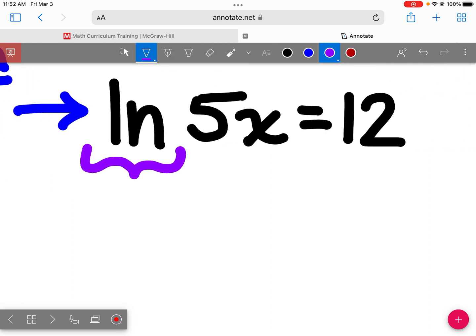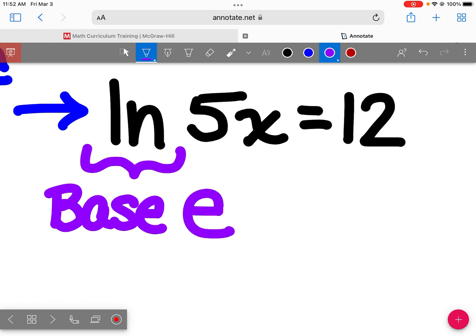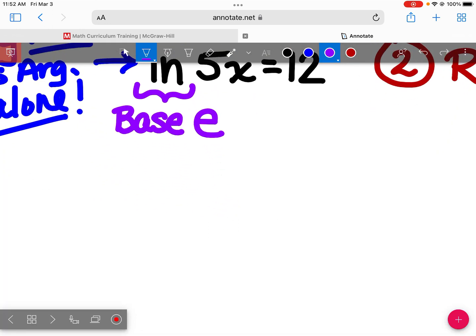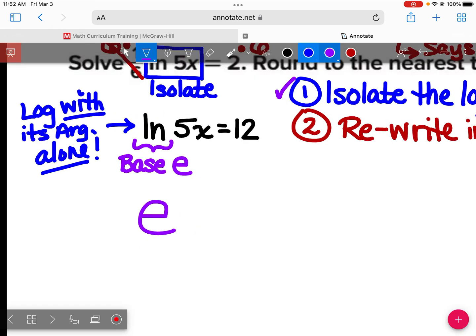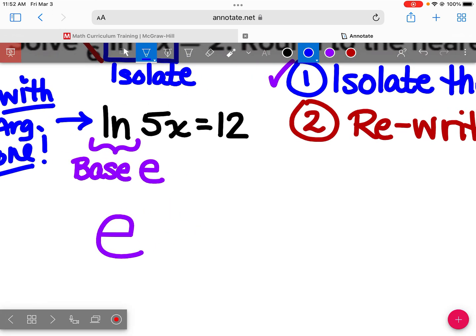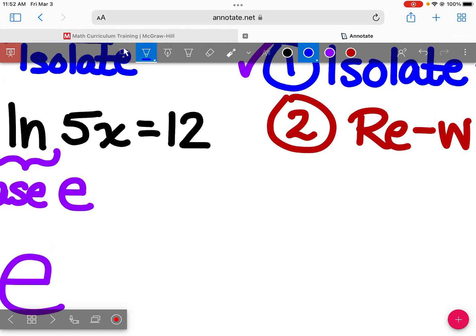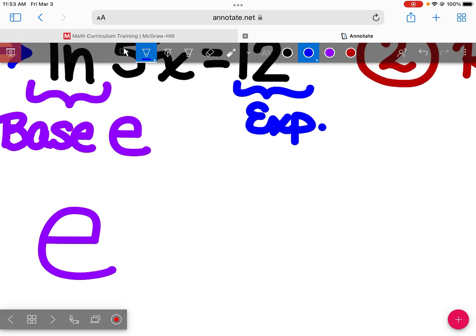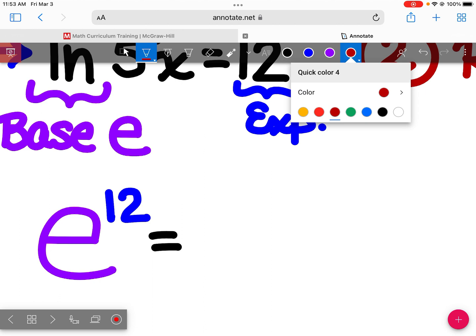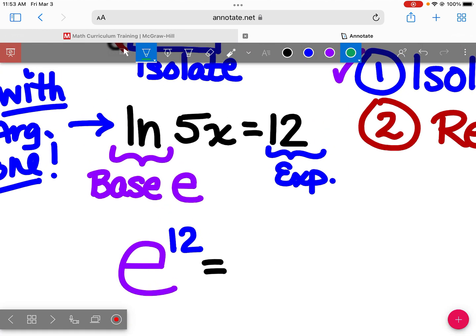When you see ln, e. When is it base 10? When you see log. When you see ln, it's base e. So I have e. Which piece is the exponent? 12. When it's in log form, this is my exponent. So this is e to the power of 12 equals what? 5x. Here's the argument.